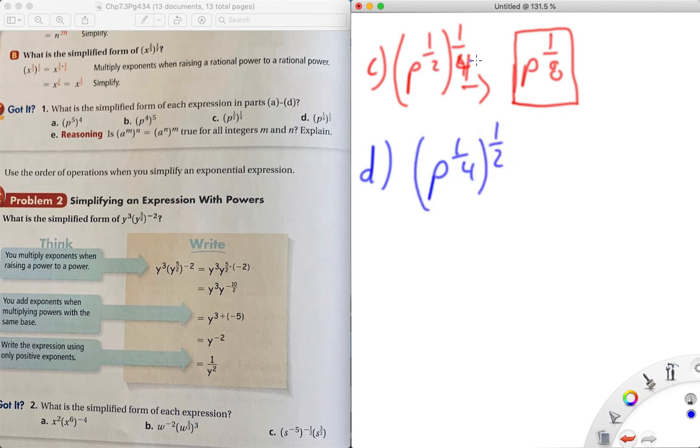Here it was 1/2 raised to the 1/4. Here it is 1/4 raised to the 1/2. The process is identical. You're still multiplying these two exponents. So it's going to be p to the 1/8. Again, we are multiplying the exponents.